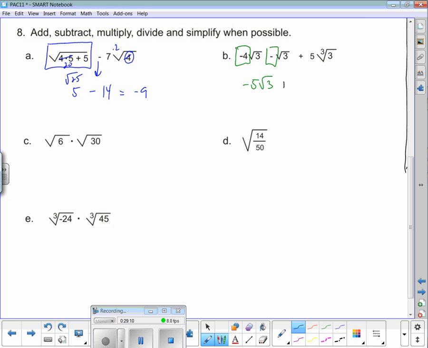However, that's the final answer. How many got it? We can't add a square root of 3 with a cube root of 3. They do not add. They're not like stuff. Okay? So those do not add because one's a square root and one's a cube root.